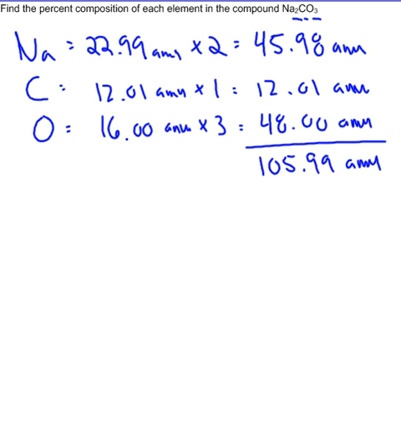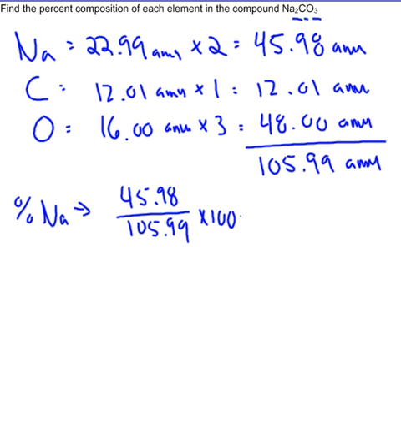To find the percent of each, we take the mass of the sodium and divide it by the mass of the total compound. So it's not going to be 22.99 in this case because there's 2 of them. We use the 45.98 all divided by the total, times that by 100, and we get 43.38%.